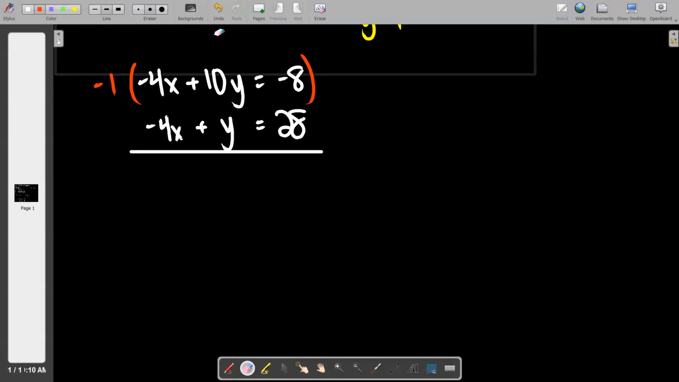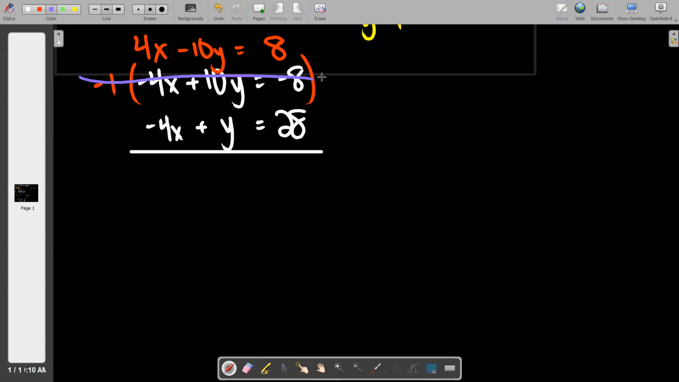I'm not interested in the y's, right? I could have multiplied the bottom equation by -10, but I think it's a little bit path of least resistance here. It's easier to multiply by -1. So what's the new top equation if I multiply by -1? Just like that.